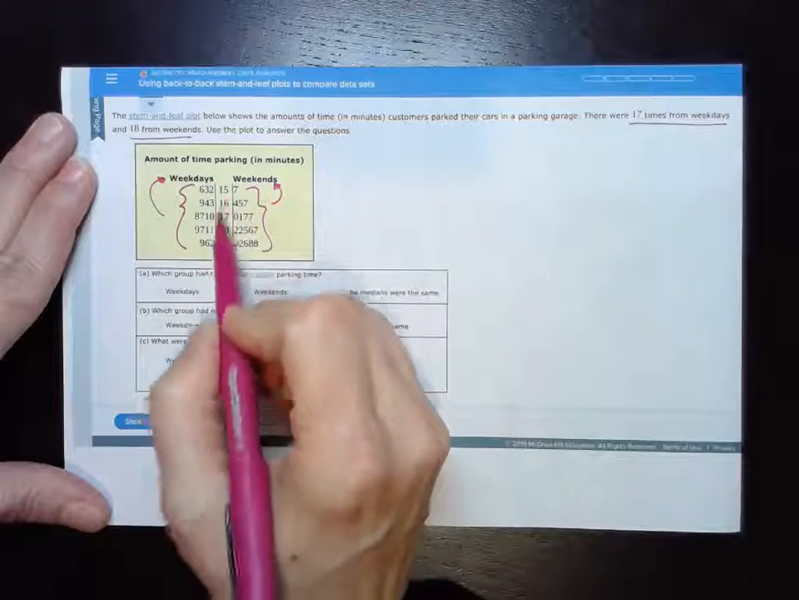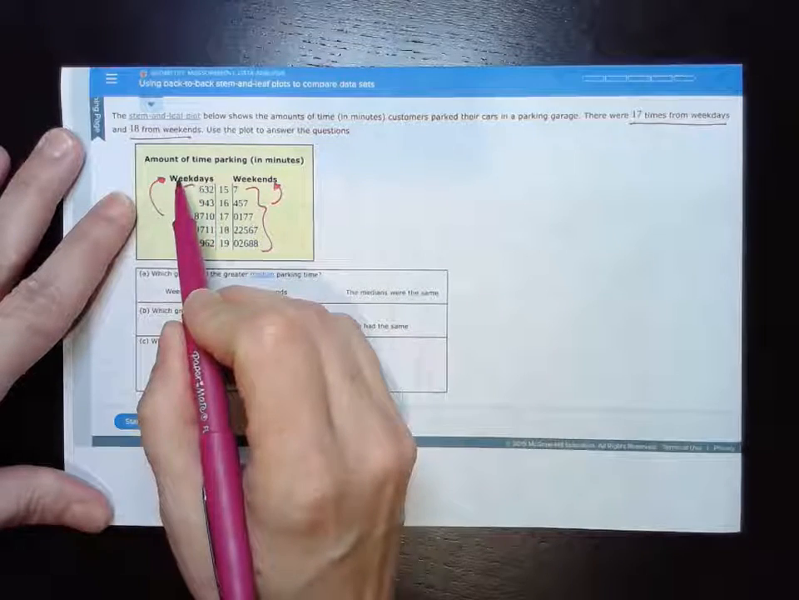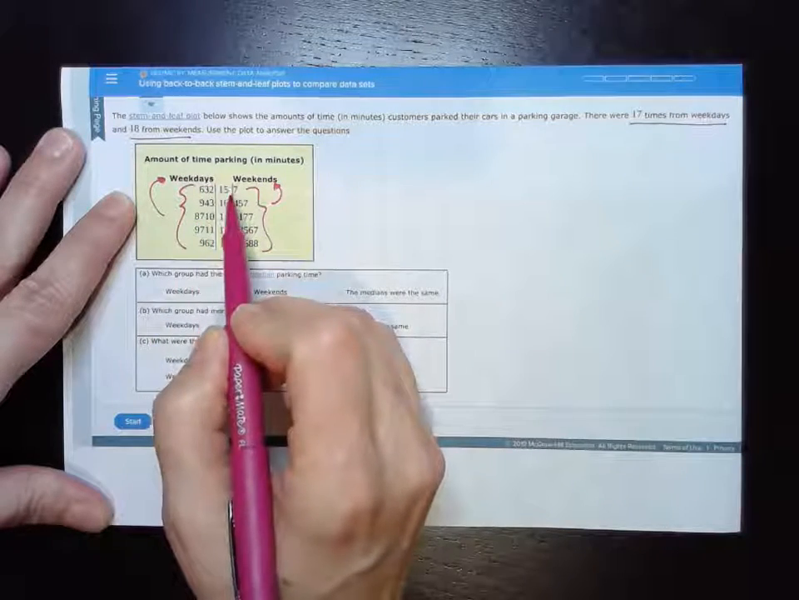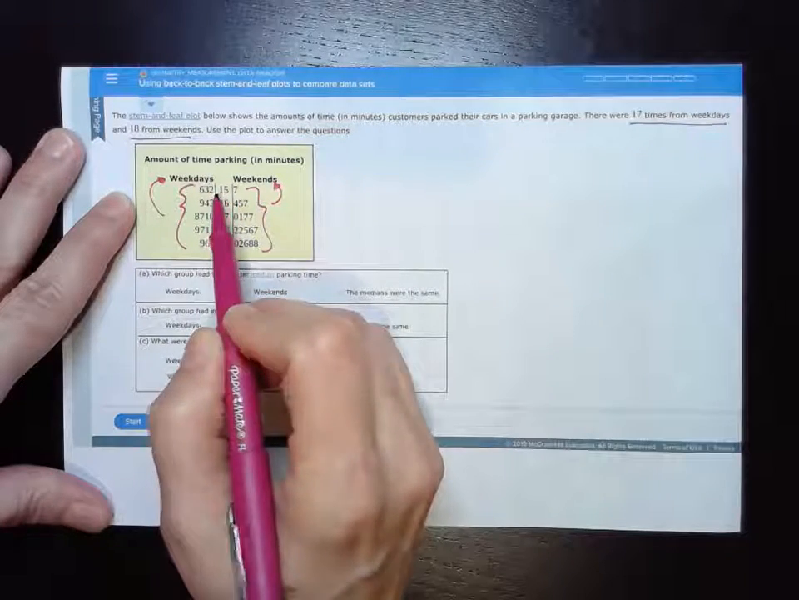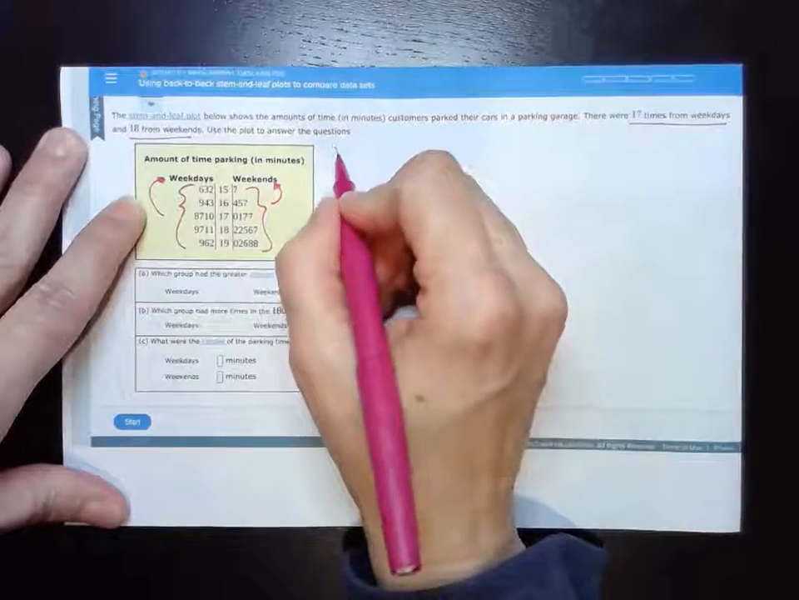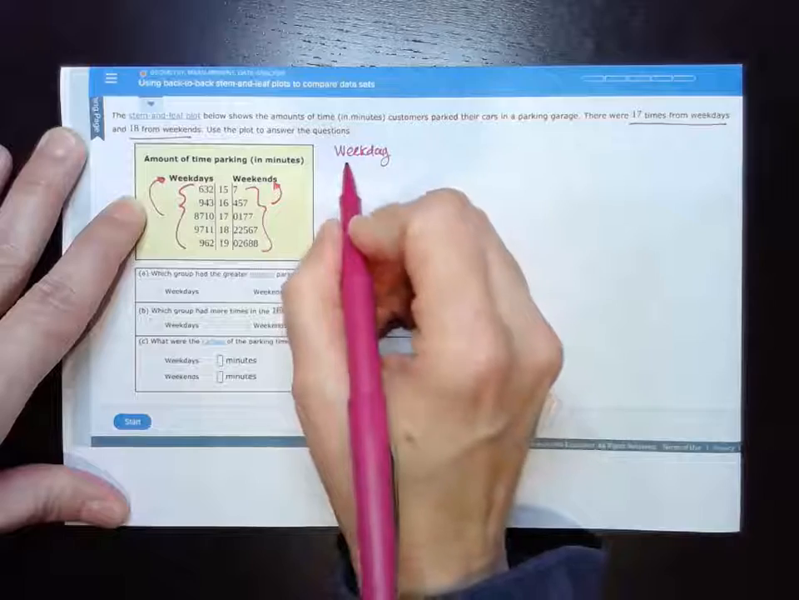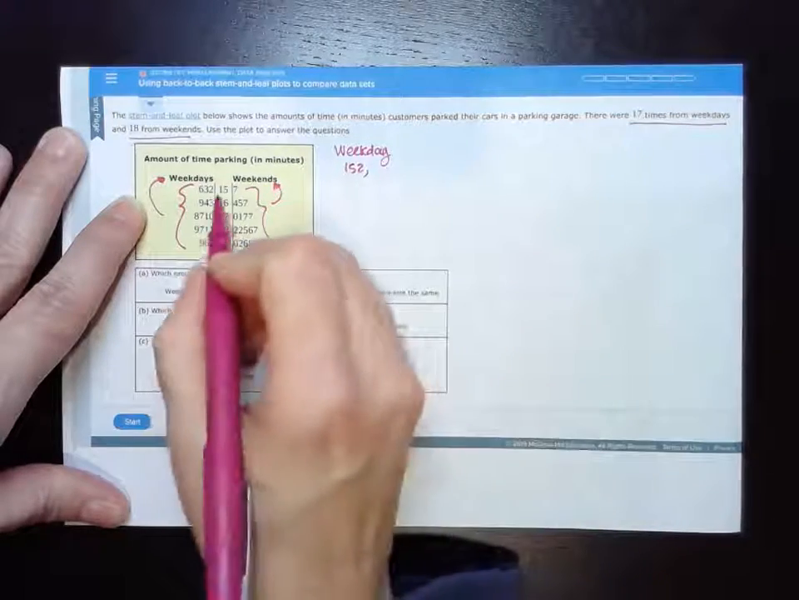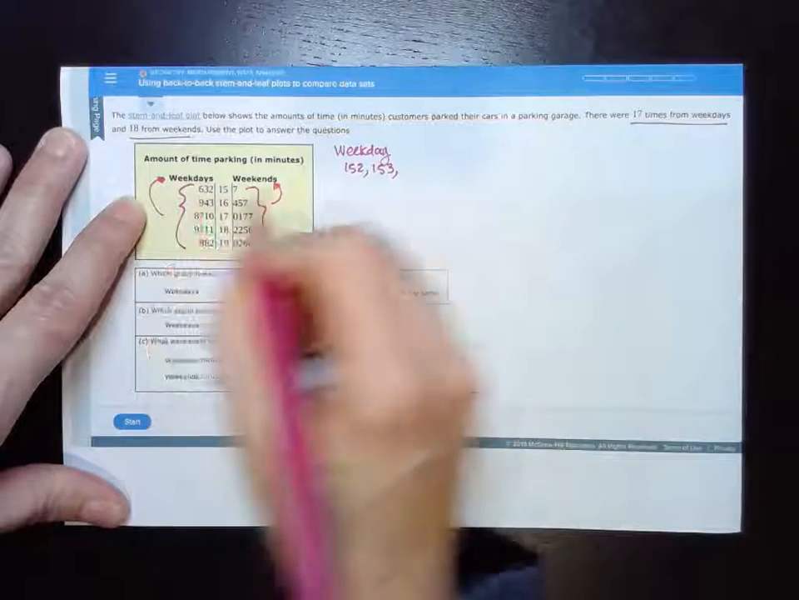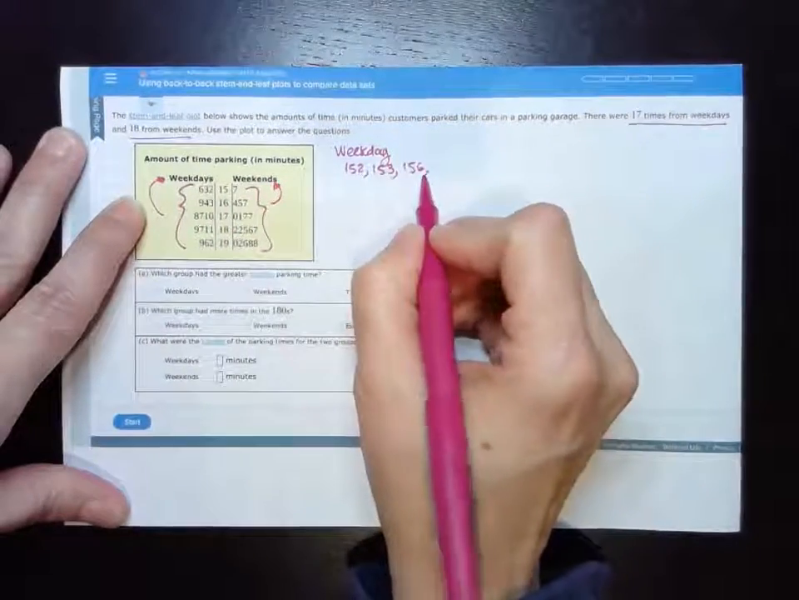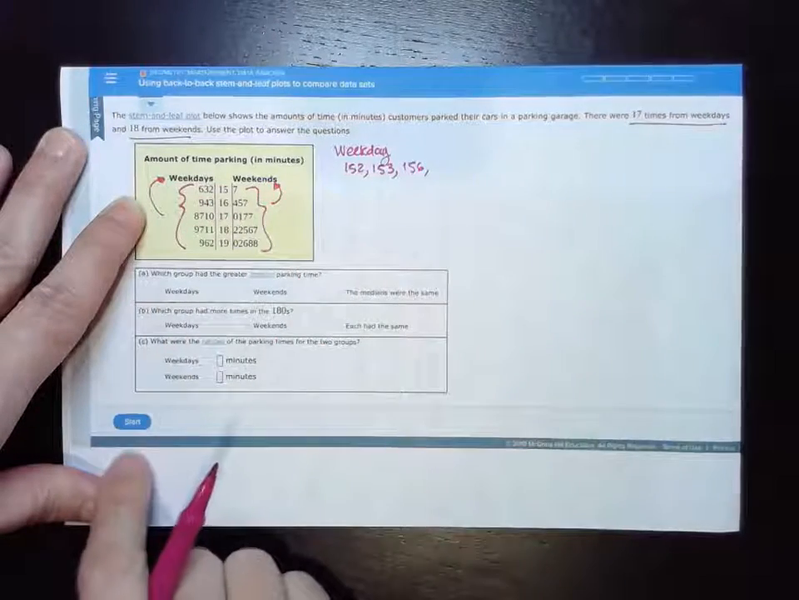So this is sort of like a tree and branches. So if we were going to read all of the weekday numbers, this is the tree trunk. You start with this number 15, and these are the branches. So the first piece of data for weekday would be 152. The next piece of data would be 153. The next piece of data would be 156, and so on until you listed all 17 of those out.